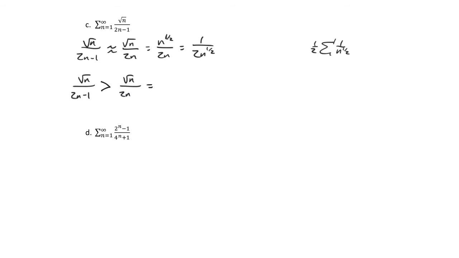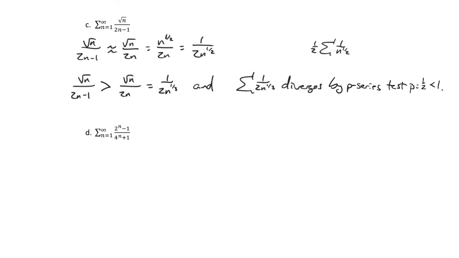Now I'm going to make this little observation. We've already gone through this. That's the same as 1 over 2n to the 1/2. And the sum of 1 over 2n to the 1/2 diverges by the p-series test with p equal to 1/2, which is less than 1. So our series will diverge by the comparison test.